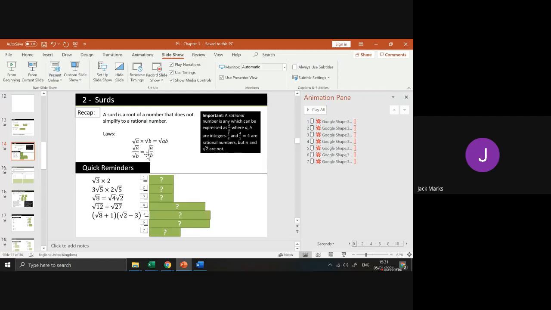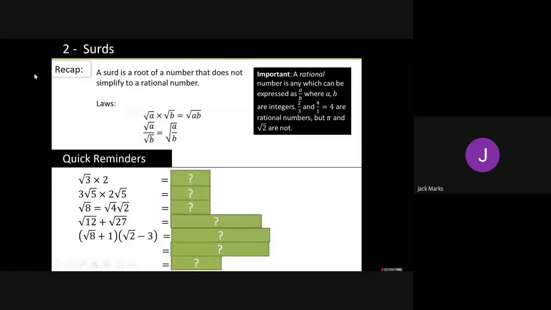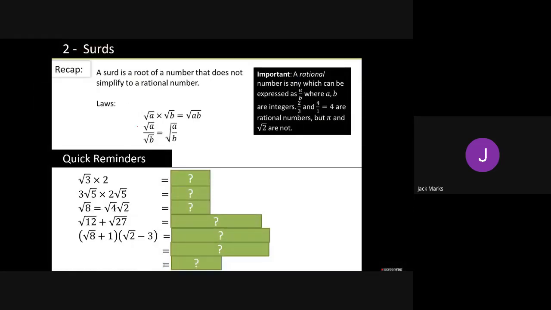Okay, we're looking at the next section on chapter 1, which is about surds. In the previous lesson, we talked about index laws, 1a and 1d. As a recap, surd rules really are just an extension of index rules. So the square root of AB can actually be expressed like this.